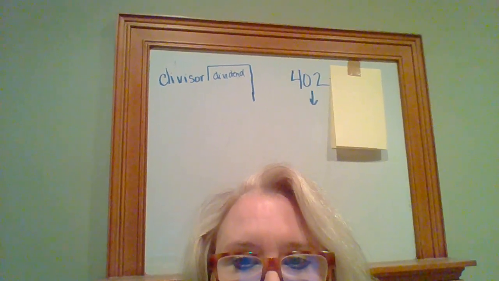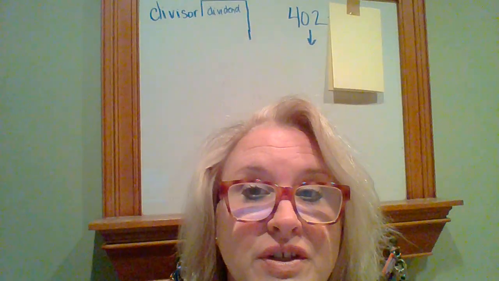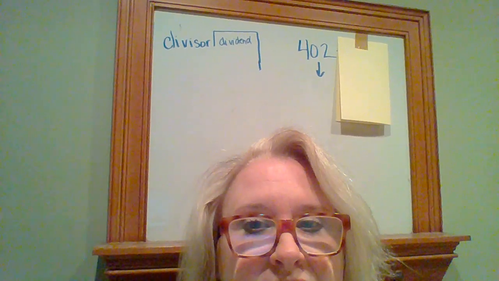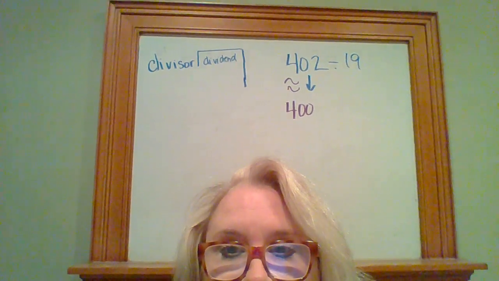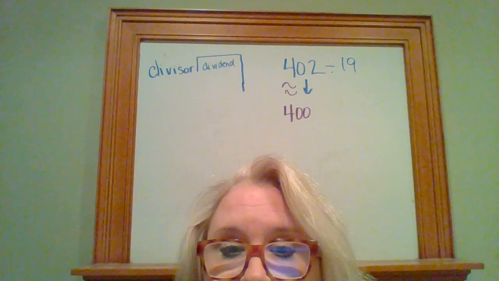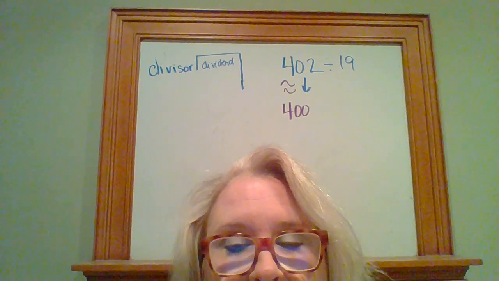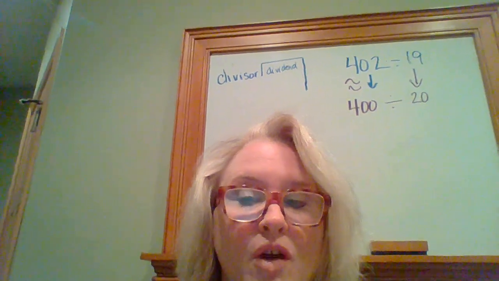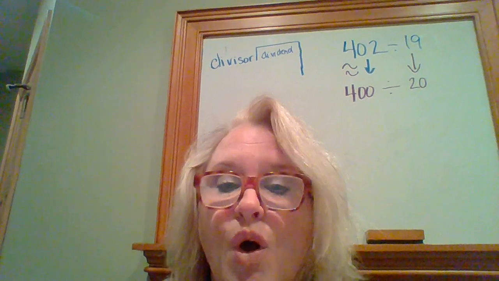Now, let's look at this problem. 402. Is it closer to 400 or 410? Well, in my best estimation, I think this problem is closer to 400. And now we need to estimate 19. If we're estimating to the nearest 10, is 19 closer to 10 or is it closer to 20? I know you all know how to do this. The answer is 20.